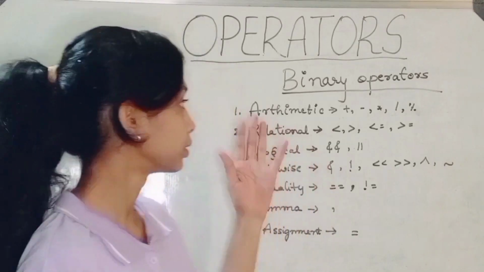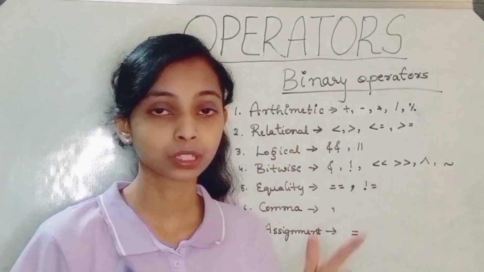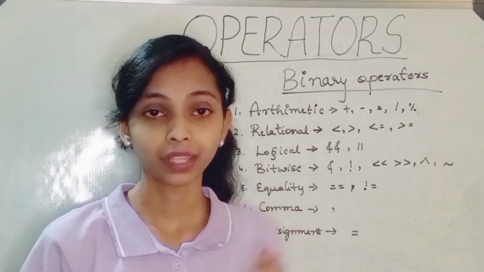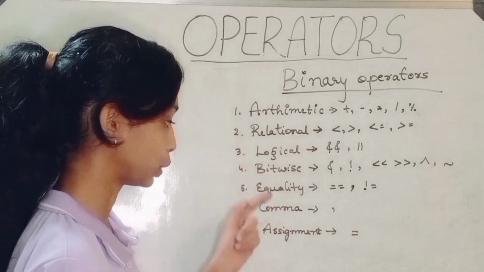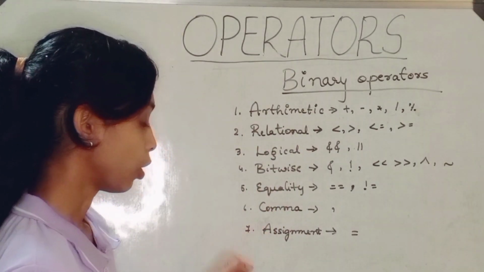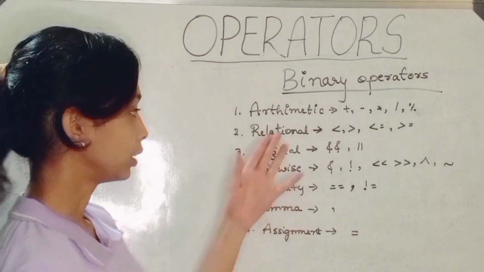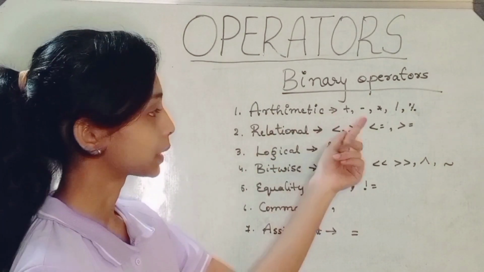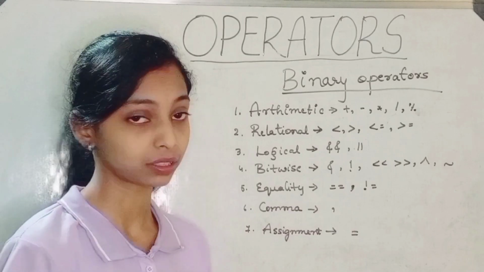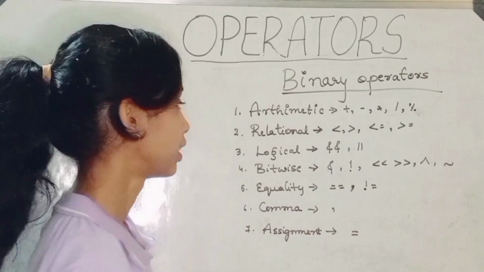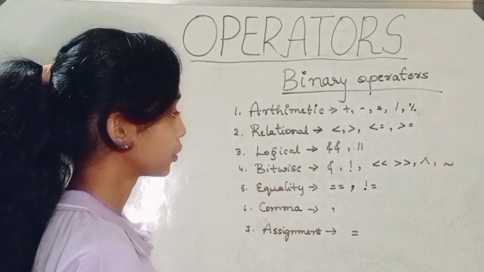So next are the binary operators. This operation is performed on 2 operands. We have different types of binary operators: arithmetic, relational, logical, bitwise, equality, comma operator, and assignment operator. Under arithmetic operators, we have plus, minus, multiplication and division, which will perform between 2 operands and give us the result. And the next one is the relational operator.